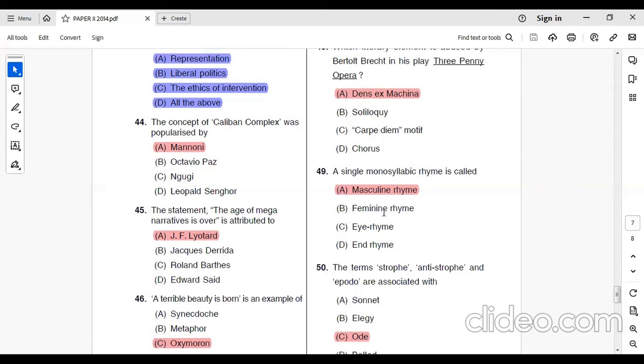Then another expression we have, feminine rhyme. Feminine rhyme means double rhyme. In poetry, it is a rhyme involving two syllables. Next we have eye rhyme. Eye rhyme means a very imperfect rhyme in which two words are spelled similarly, but they are pronounced differently. For example, move and love. The last three letters, O-V-E and O-V-E. Bow and thought, come and home. The last spelling is quite similar, but the pronunciation is different. Laughter and daughter. End rhyme refers to the rhyme which occurs in the final words of the lines of poetry. So single monosyllabic rhyme is masculine rhyme.